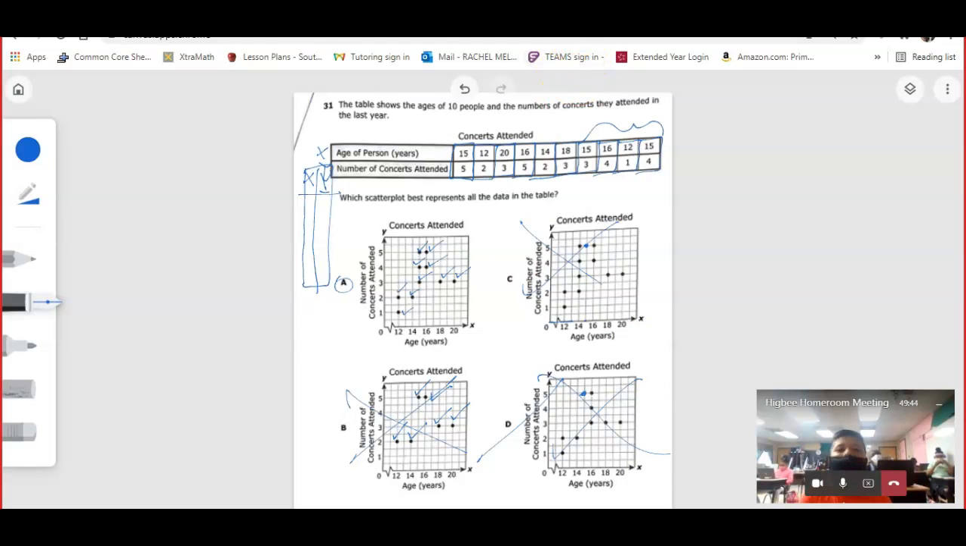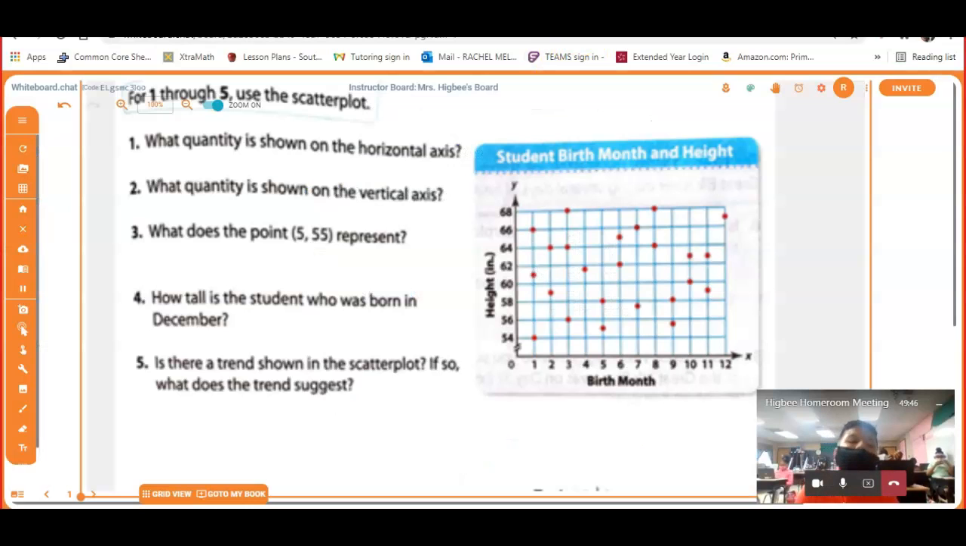All right. Let's go ahead. On the whiteboard, when I invite you, you are going to answer these questions looking at this graph. Before I look at questions, I always break down the graph. So what is the title of this graph? Student birth month and height. Okay, excellent. What is the x-axis label? Birth month. What is the y-axis label? Height. Okay. Now, do you see a trend?